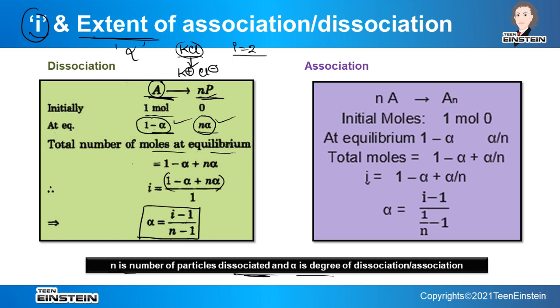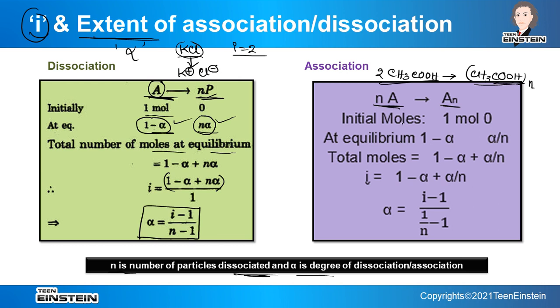So the next example is for association. Here, starting from nA, as it is association, the number of particles will decrease after association, so that is why it is A_n. You can take simply the example of two molecules of CH3COOH, and after association it will be converted to (CH3COOH)n. Now here, as we are discussing extent of association, that means all acetic acid molecules will not be converted to this associated form. Some will remain as normal acetic acid molecules. So that is why the question of degree of association arises.